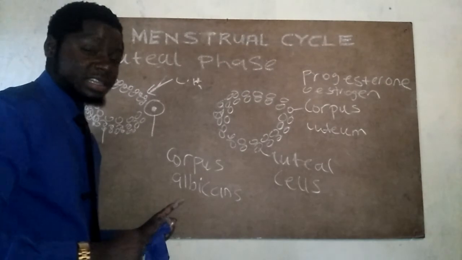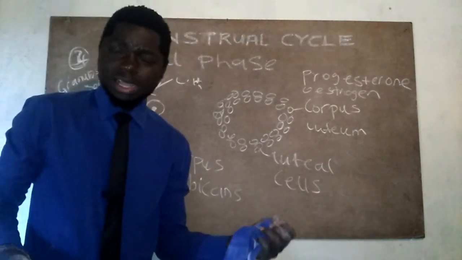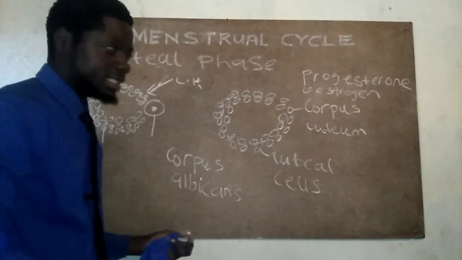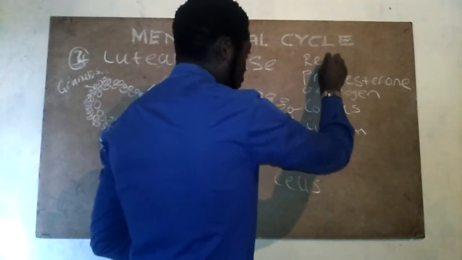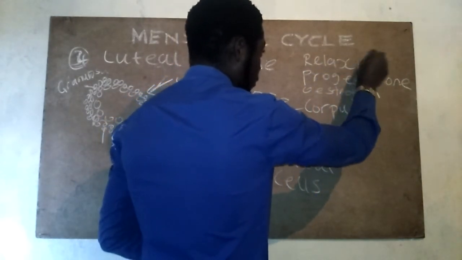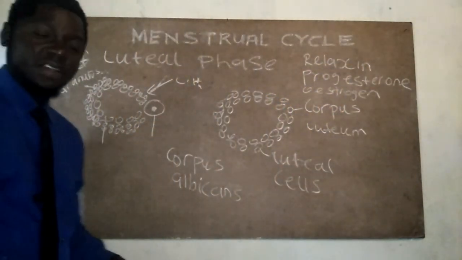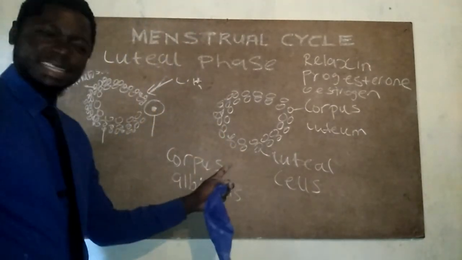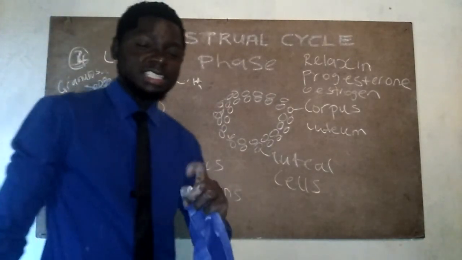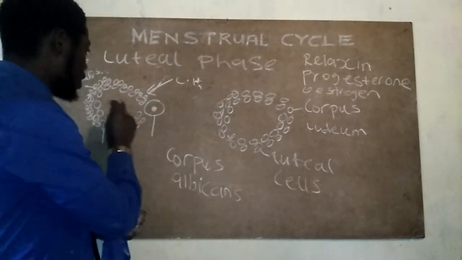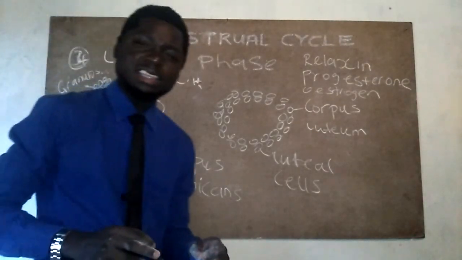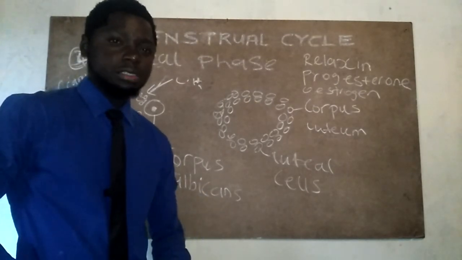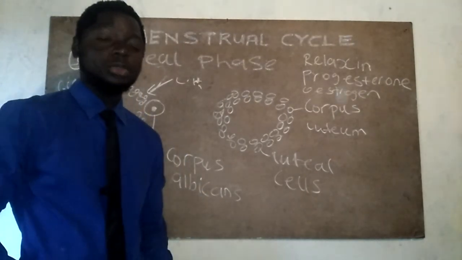And then the other thing is that there will be no production of relaxing hormone, of course. So the relaxing hormone will not be there, and the muscular activity of the uterus will increase. As a result, the unfertilized ovum, the oocyte, will be ejected, and that marks the onset of the next menstrual period.